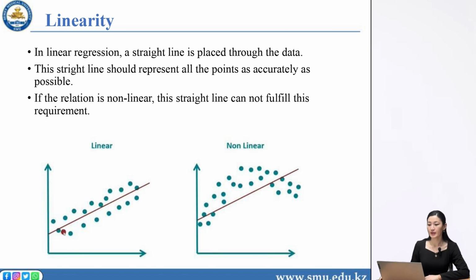Linearity. In linear regression, a straight line is placed through the data. This straight line should represent all the points as accurately as possible. If the relation is nonlinear, this straight line cannot fulfill this requirement. Here you can see linear and nonlinear pictures.